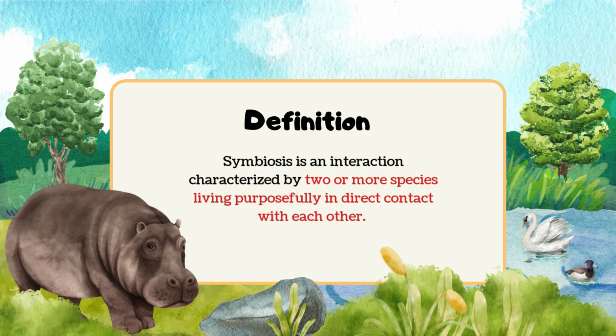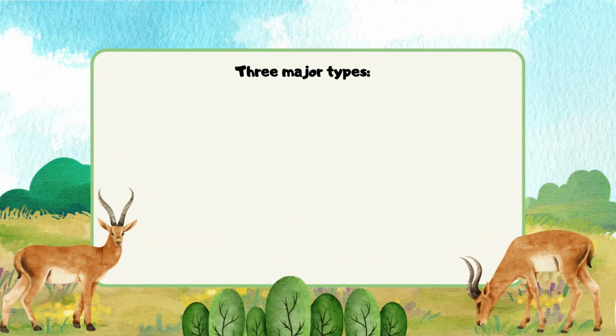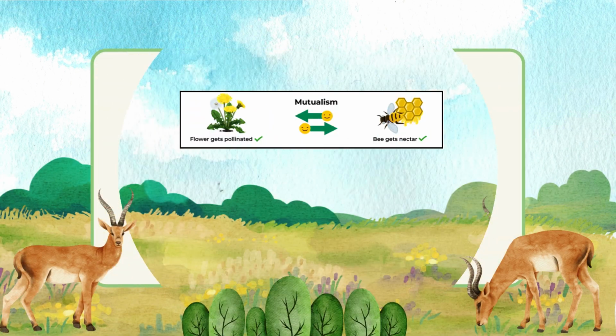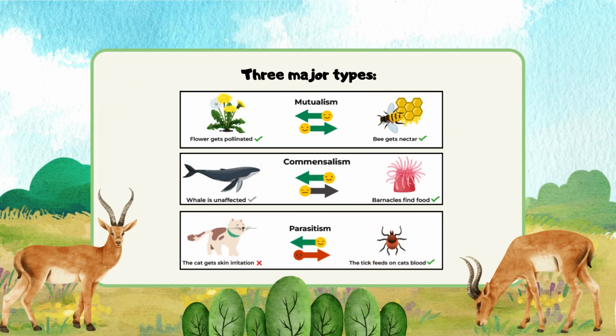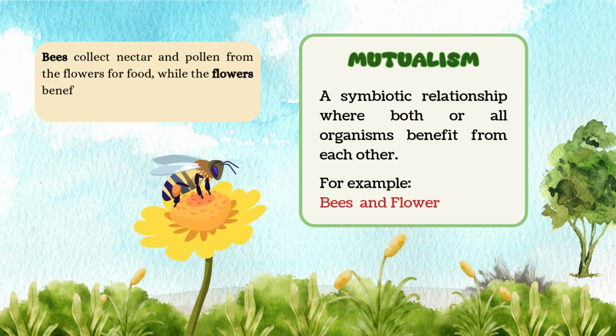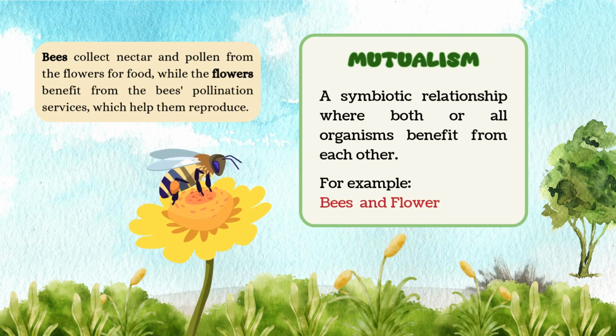There are three major types of symbiotic relationships: mutualism, commensalism, and parasitism. First, mutualism. It is a symbiotic relationship where both or all organisms benefit from each other. For example, bees and flowers. Bees collect nectar and pollen from the flowers for food, while the flowers benefit from the bees' pollination services, which help them reproduce. Mutualism is classified into two parts.